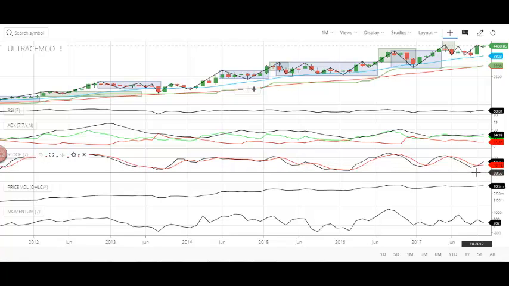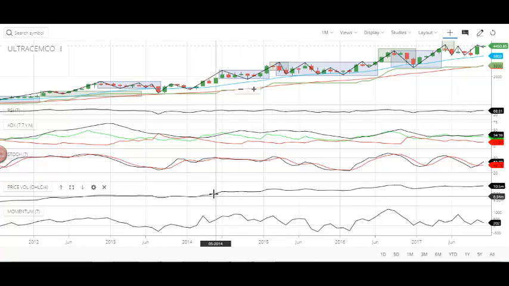Stochastics is throwing a positive signal, where the fast line is on top of the slow line. That means the black line is on top of the red line, and just now the black line has made a mark by crossing the red line from below, and this is throwing a thumbs up signal here. And look at the price volume.